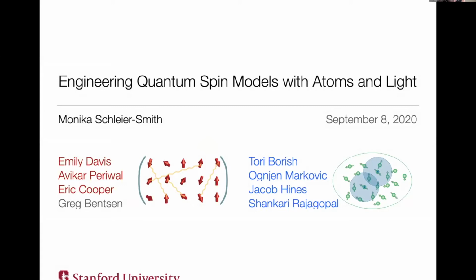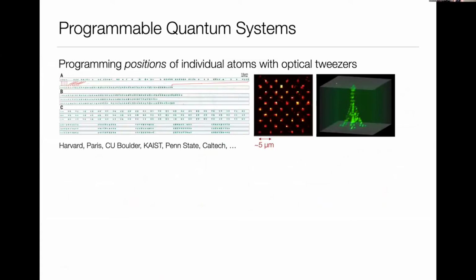Now, for context, I thought I would start by showing a few pictures illustrating the really extraordinary level of control that is achieved over laser-cooled atoms in a number of groups around the world, thanks to really recent advances in positioning individual atoms in optical tweezers. It's become possible over the past few years to have highly programmable systems of, let's say, 1D arrays of atoms, 2D arrays, even 3D structures like the one shown here.